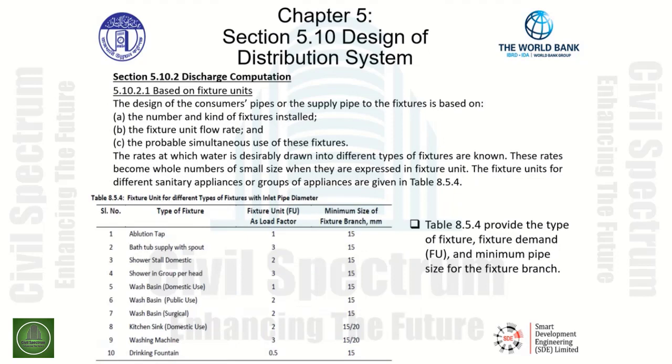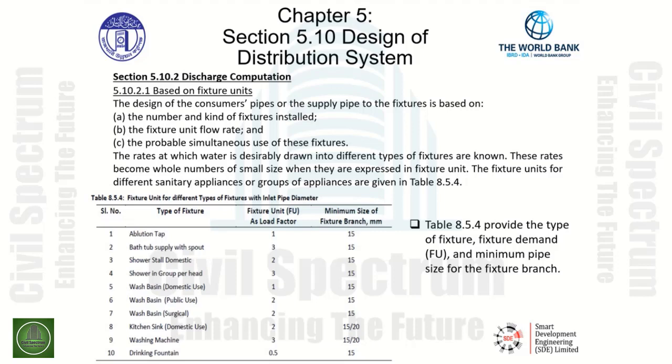Section 5.10.2, titled Discharge Computation, gives us another section based on fixture units. This is section 5.10.2.1. The design of the consumer's pipes, or the supply pipe to the fixtures, is based on A, the number and kind of fixtures installed, B, the fixture unit flow rate, and C, the probable simultaneous use of these fixtures.